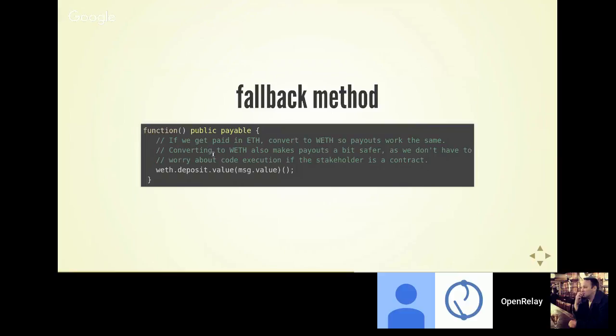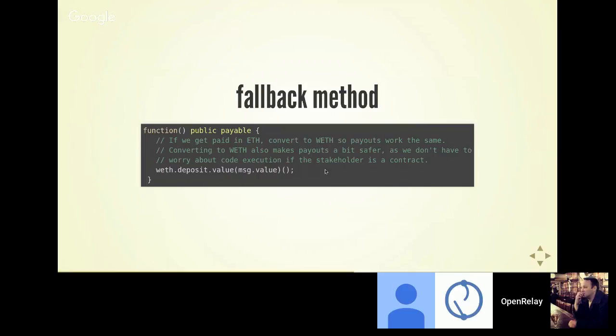So when this fallback method gets executed, that means that somebody has just paid Ether to this contract. We're going to make a deposit in the WETH contract with the value of however much Ether they've just sent us. That means that we will end up with an ERC20 token corresponding to that value, and that ERC20 token can be paid out through our payout function, just like everything else.